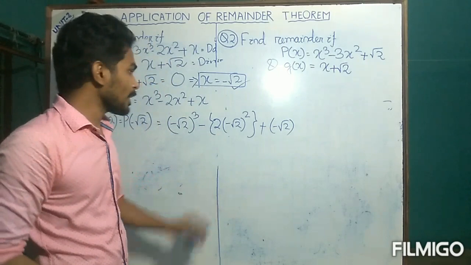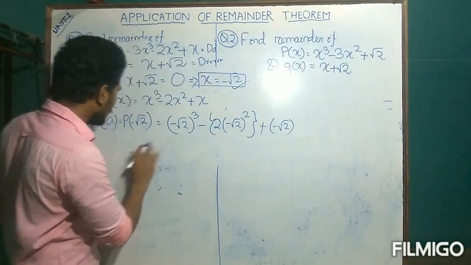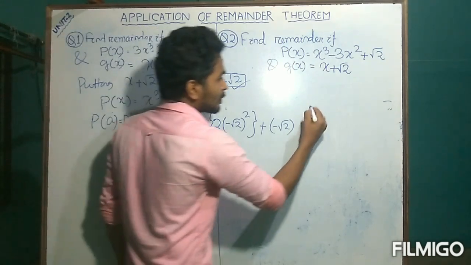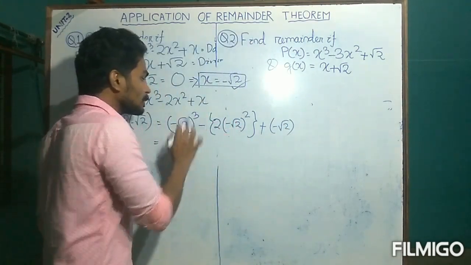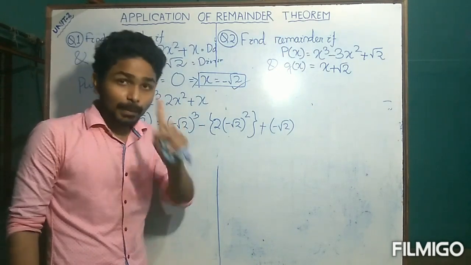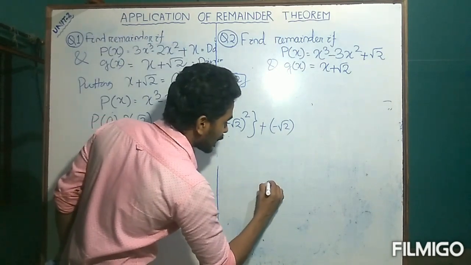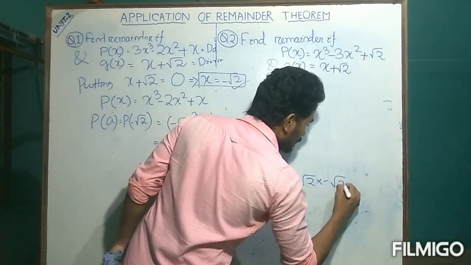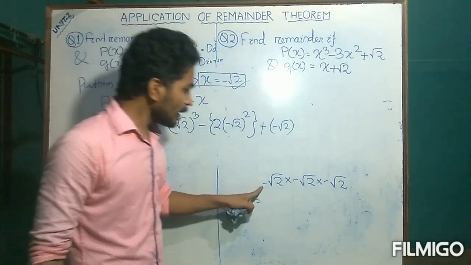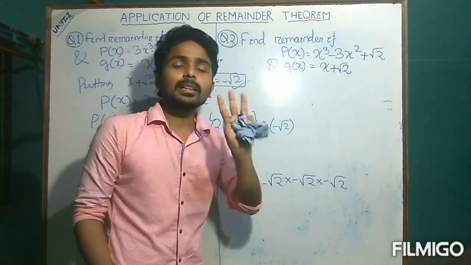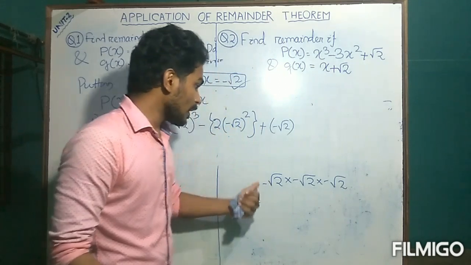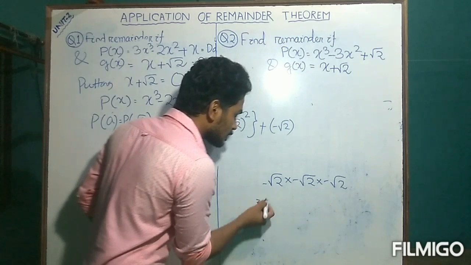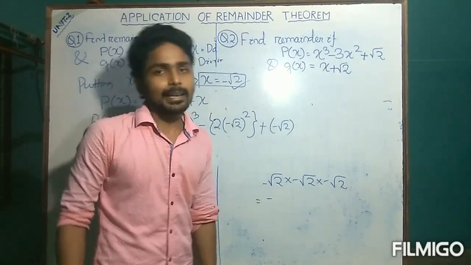This is clear. Now what is the value of minus root 2 whole to the power 3? Let us find out. Minus root 2 whole to the power 3 means minus root 2 is multiplied 3 times. So let us multiply minus root 2 three times. Here we have how many negative signs? Three negative signs. That means the number of negative signs is odd. Since the negative sign count is odd, the final result will be minus.